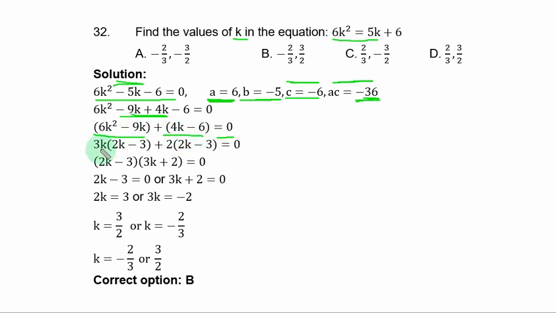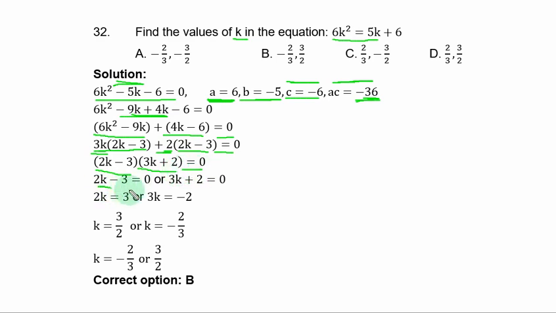From the first bracket, 3K is common. If you factor out 3K, you are left with 2K minus 3. From the second group, 2 is common. If you factor out 2, you have 2K minus 3 equal to 0. Clearly, 2K minus 3 is common. If you factor it out again, the 3K and plus 2 that are outside combine to form the other bracket and you equate to 0.